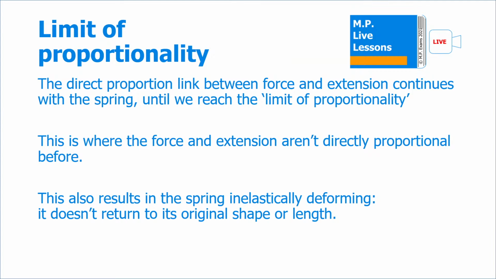So if you draw, let's say, a graph, you have your force and your extension here, it would first start out as a straight line. However, past the limit of proportionality, it could, let's say, curve upwards. This point here is that limit of proportionality, so where the line stops being straight.